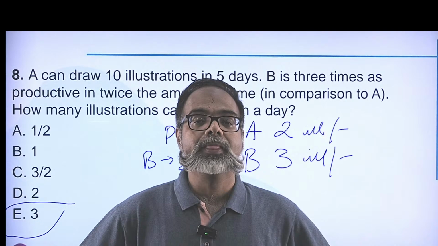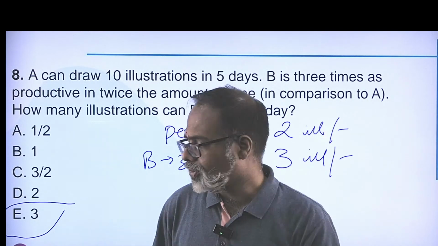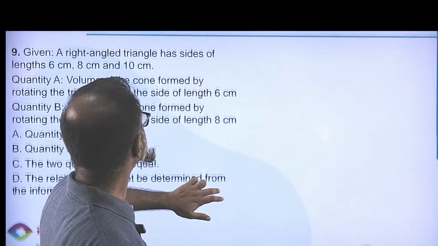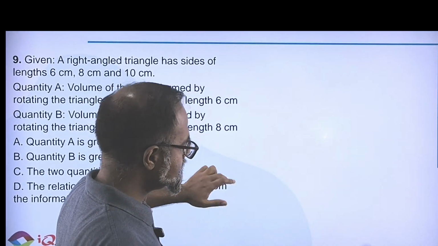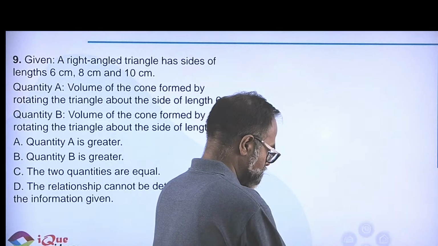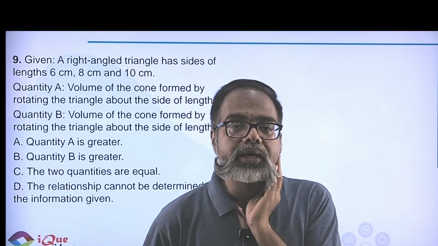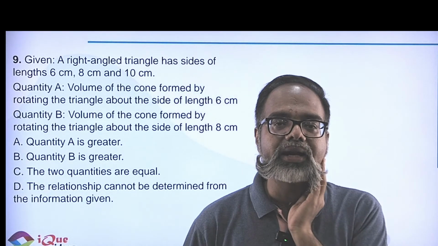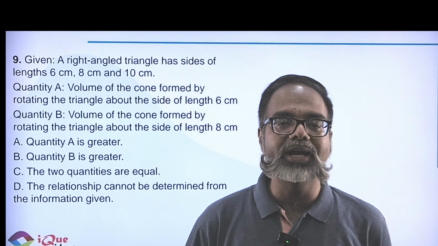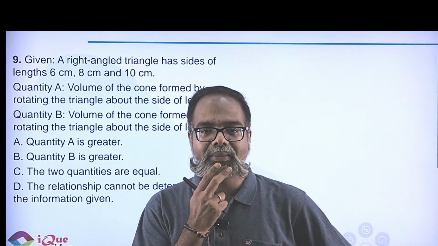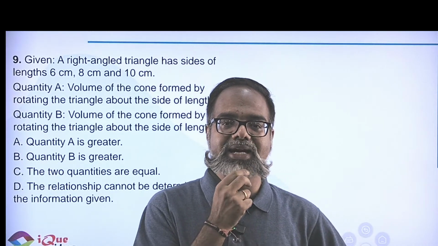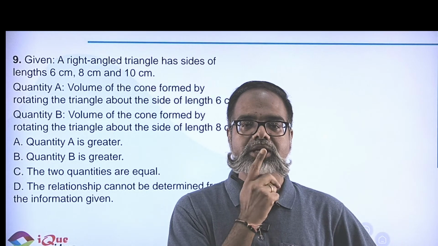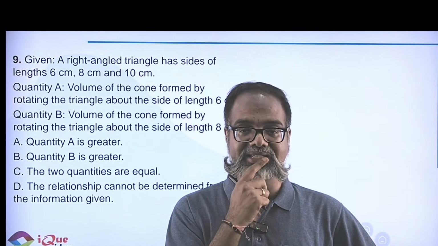Anyway, so easy one. Chalo, let's move ahead. 8th one, sitter can be done. Now this is what? Given A is a right angled triangle and has sides of length 6, 8 and 10, the volume of the cone formed by rotating. I remember this because students came and said that rotation of cone is something which they were not able to understand, what exactly is happening.